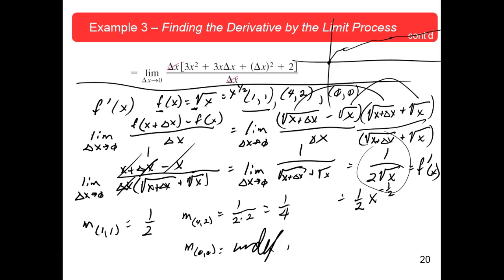And guess what the slope is? The slope here was 1. The slope here was 1/2. The slope here was 1/4. The slope here would be greater and greater and greater. Guess what the slope is right at 0, 0? Vertical. Undefined tangent line there. So that's why this m at 0, 0 is undefined. That's a vertical slope because that's going up. Just like that, the slope would be vertical at the vertex.